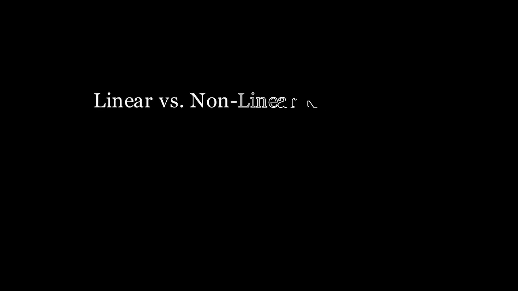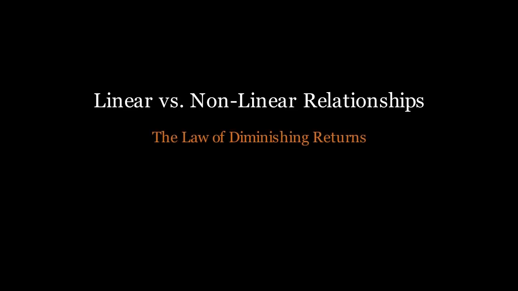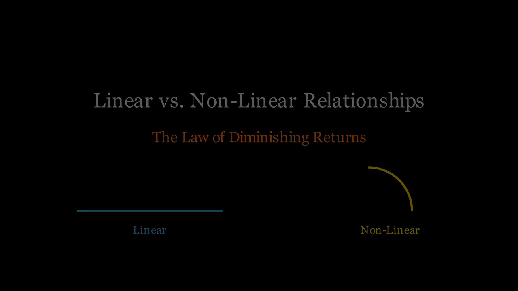Welcome to a visual exploration of one of the most fundamental principles in economics, mathematics, and life itself: the difference between linear and nonlinear relationships, and specifically, the pervasive law of diminishing returns. We often assume that if a little of something is good, then a lot of it must be better. But as we will see, the universe rarely works in straight lines.